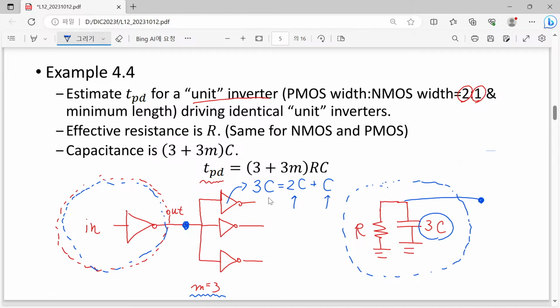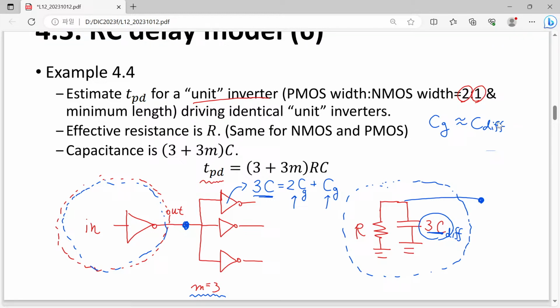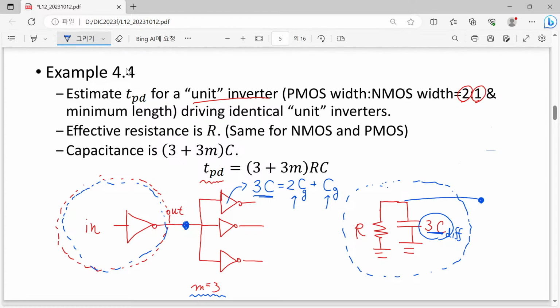Although we have same numbers, 3 times C and 3 times C, please note that this 3 times C comes from gate capacitance and 3 times C here shown is originated from diffusion capacitances. Once again, we have assumed that our gate capacitance and diffusion capacitances are more or less in the similar range. So we just assume the 1-to-1 ratio between them. But anyway, now think about this part.